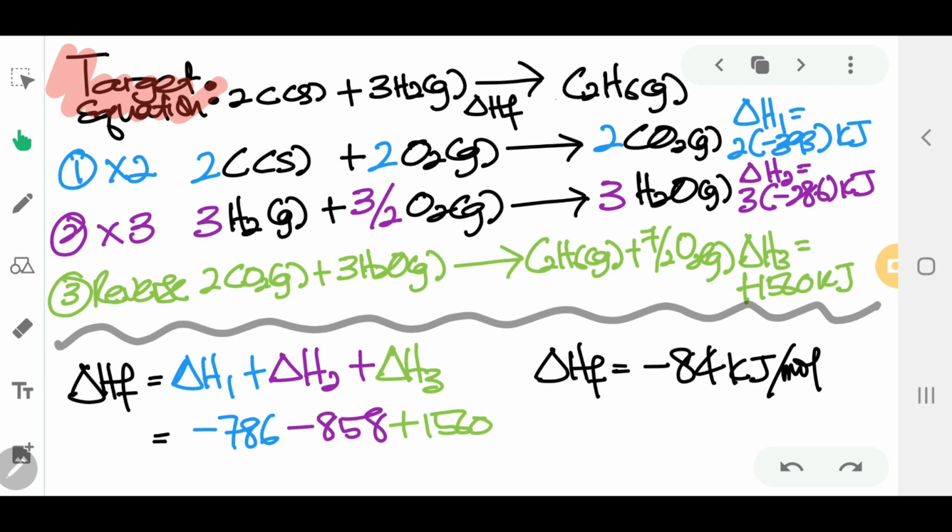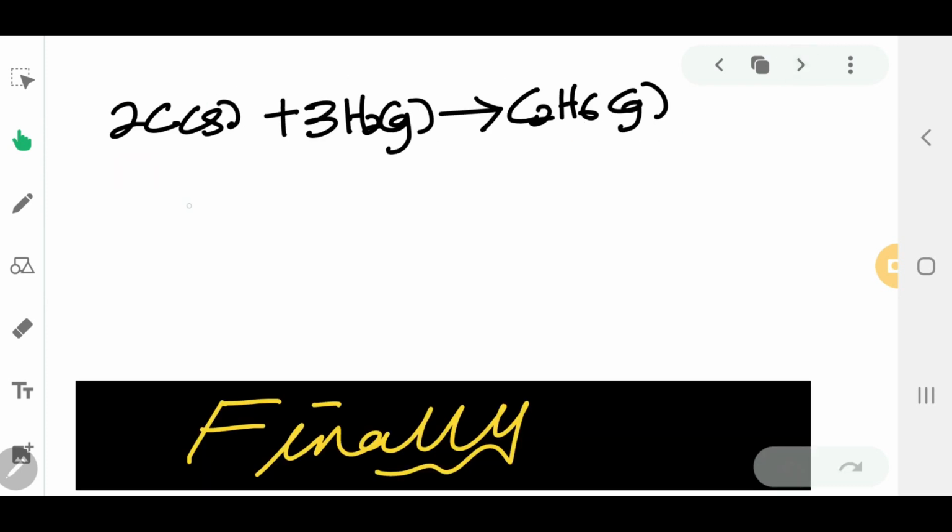For the algebraic method, you will be canceling things out. But for the energy cycle method, it is compulsory for you to solve this by constructing the energy cycle. And how are we going to do that? We're going to take the target equation and write it on top right over here.